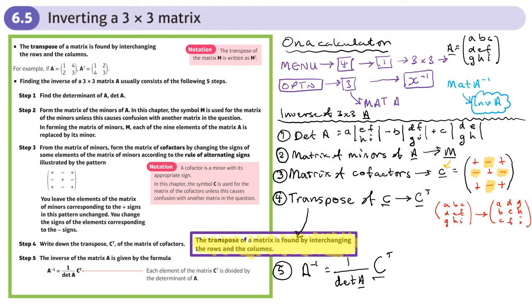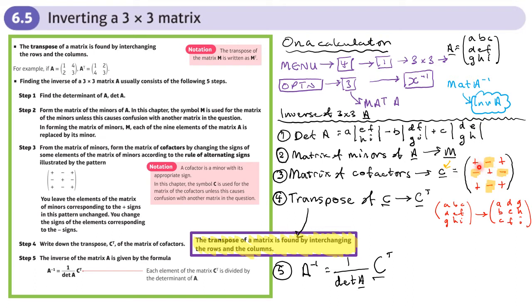Now, if you've got some time, actually apply this method to a 2 by 2 matrix and see what happens. What you'll find is this actually finds the inverse of a 2 by 2, but a lot of these steps basically boil down to swapping over A and D, and reversing the sign of B and C.